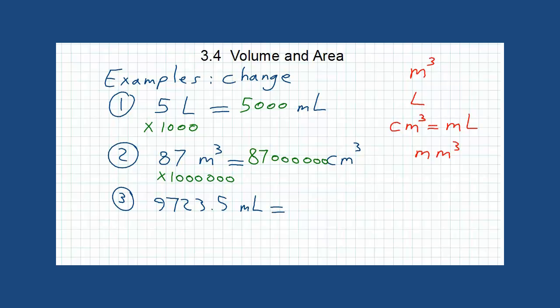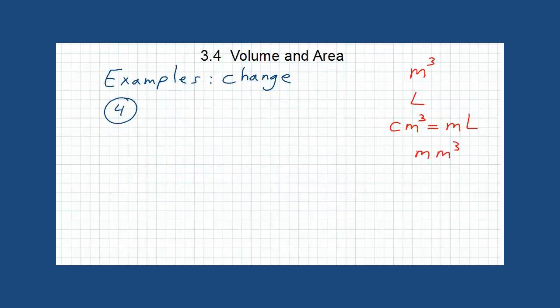Example 3. Change 9,723 and a half milliliters to liters. To change from small unit to a large unit, we should divide. It is only one step, so we will divide by 1000. Our decimal will move to the left 3 digits. So our answer is going to be 9 and 7,235 10,000th liters.